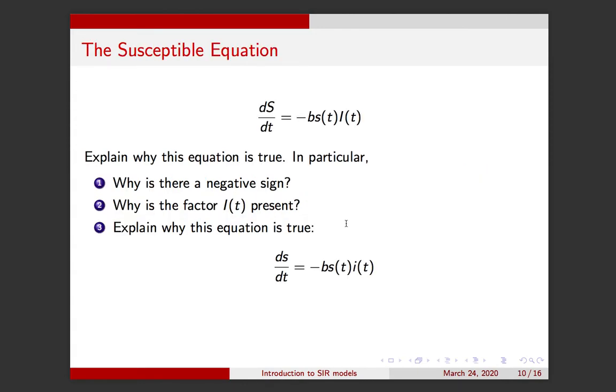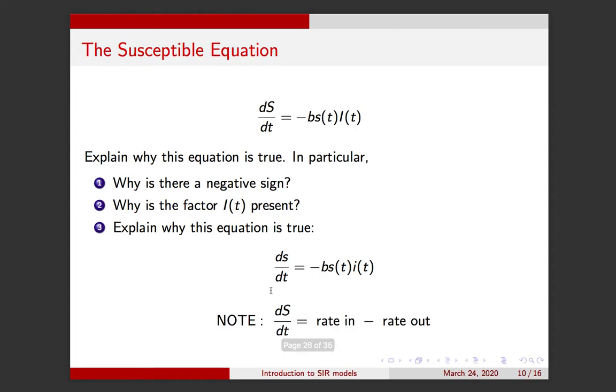Okay, so now let's build some differential equations. Here is an equation for susceptibles. So I claim this. The rate of change of the susceptible population is negative B times the percentage of susceptibles there are times the number of infecteds. Why is that? Why would that be true? In particular, why negative? Why is there a capital I there? And then given this, why can we write down this DE for the percentage?